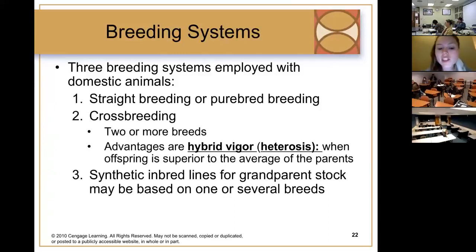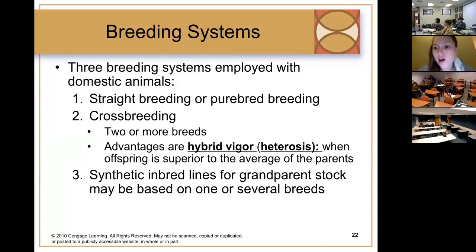And so the advantage of crossbreeding, which should sound familiar to you, would be hybrid vigor. Another term for that is heterosis. That's the more scientific genetics term. But hybrid vigor and heterosis are the same thing, which we've talked about before. That's basically where the offspring is superior to the average of the parents. So you have 2 different breeds or more, and that is going to display hybrid vigor.